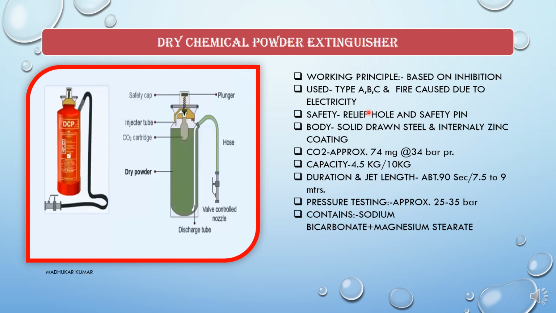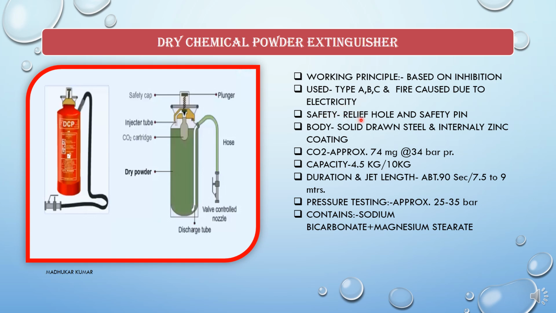You can see it is based on the inhibition. This DCP is working based on the inhibition, type A, type B, type C fire. So sometimes it is called ABC also, and safe to use on electrical fire also. But the CO2 is the best choice.